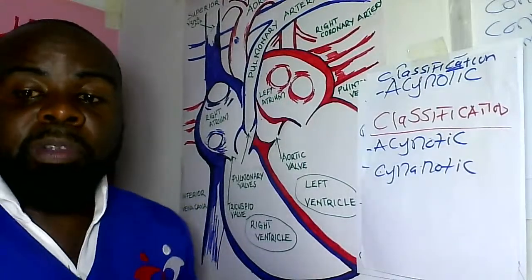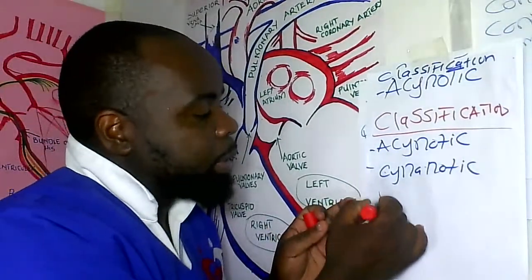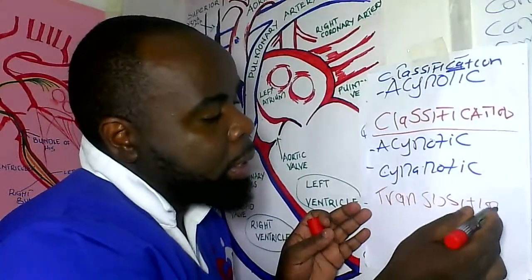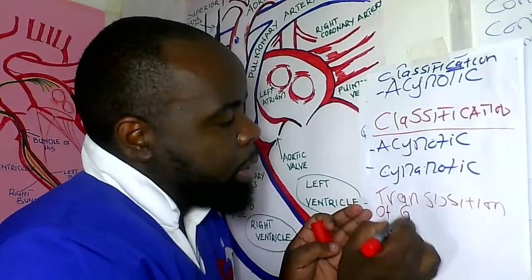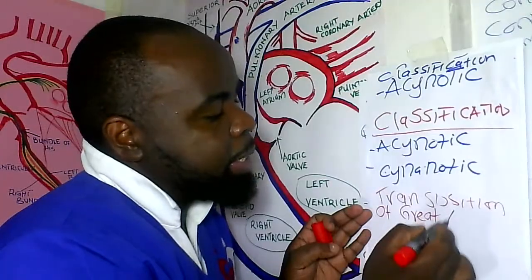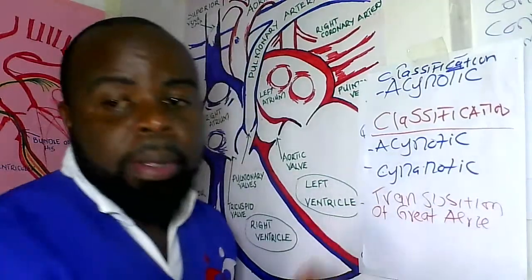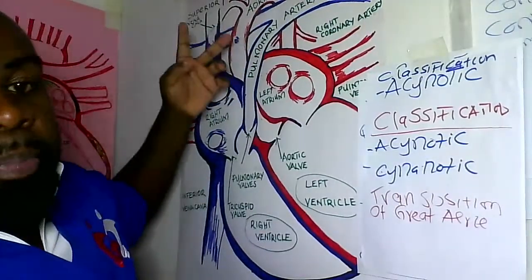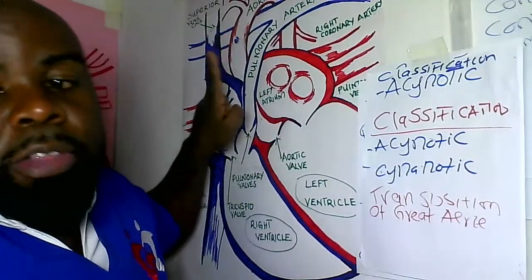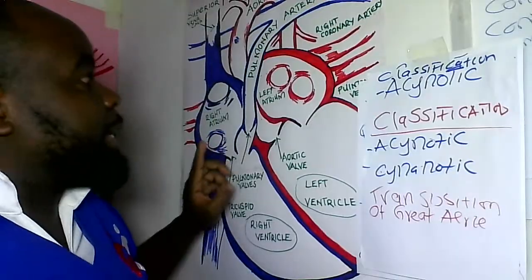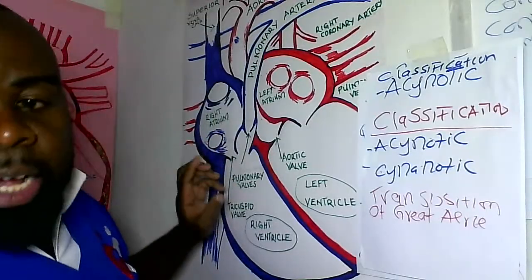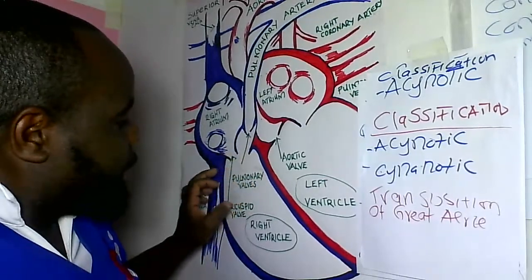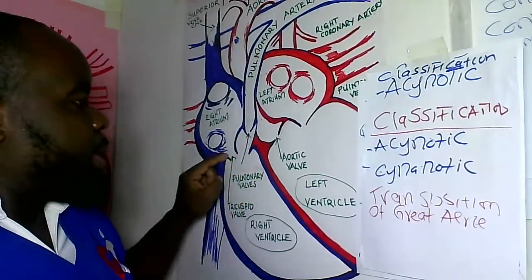There is transposition of the great arteries. These arteries have transposed. That one I've explained, how they have transposed. Tricuspid atresia. Tricuspid atresia here. Tricuspid valve, where is it? Here.